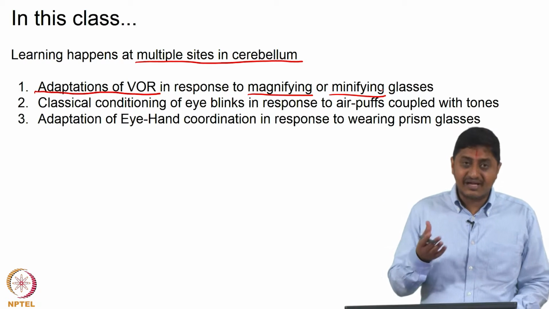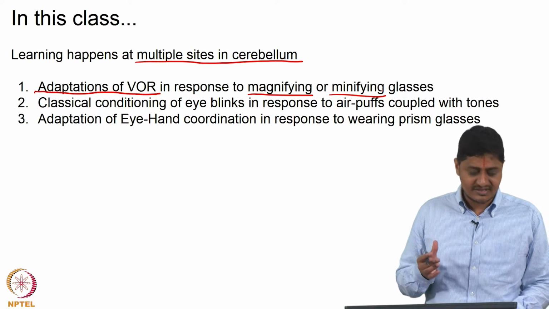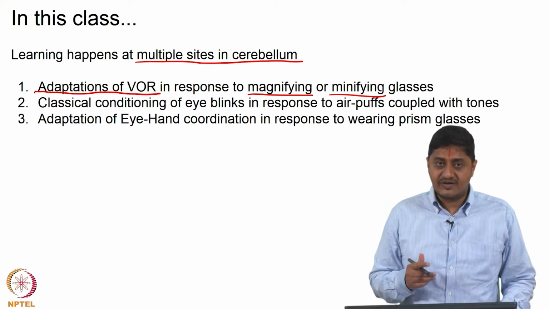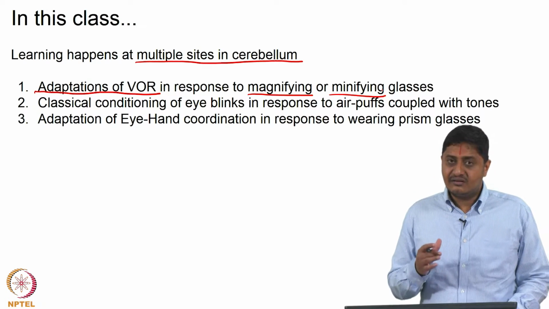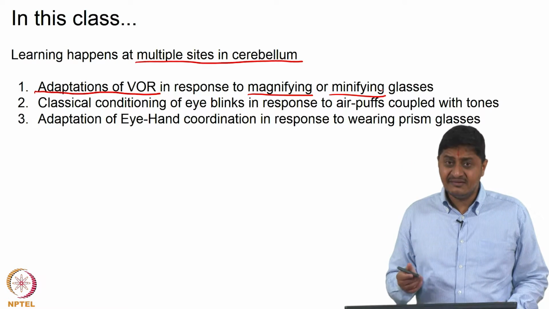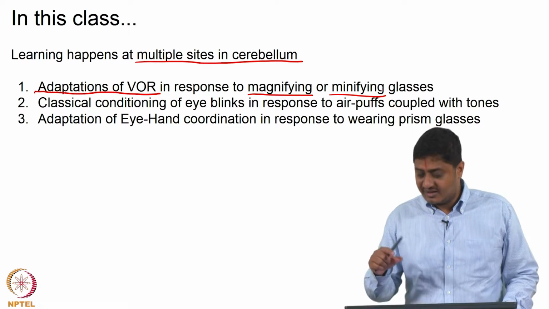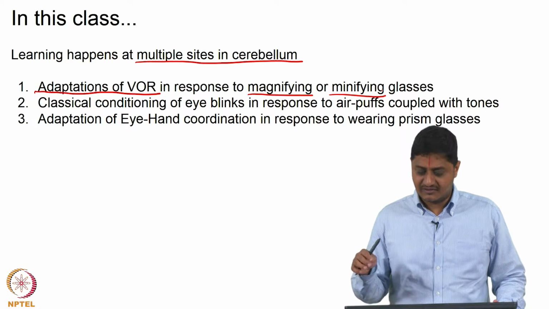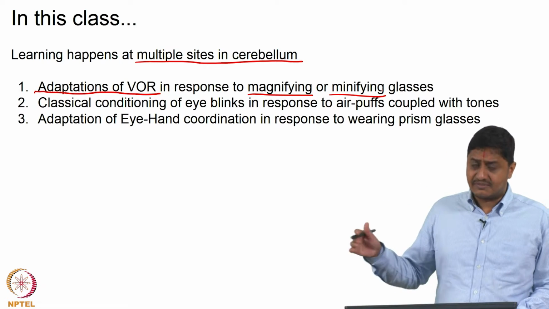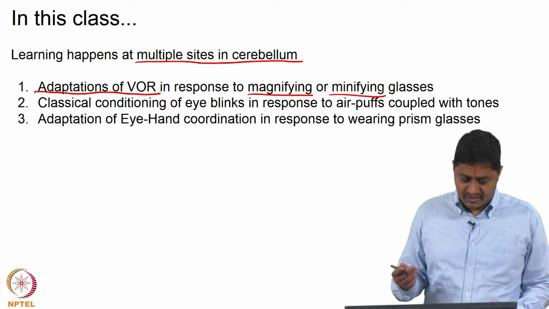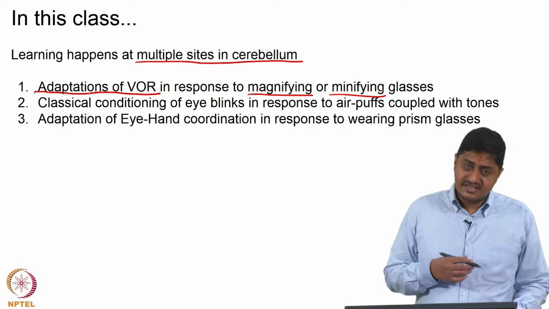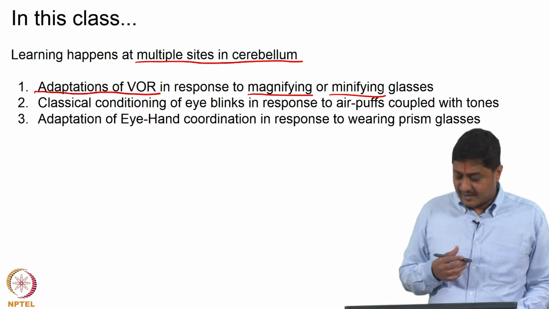So, for the magnifying glass, the vestibulo-ocular reflex increases, and for the minifying glass the vestibulo-ocular reflex reduces, and after a few hours of wearing this, there is adaptation, and this adaptation can be reversed. When I remove the glass, there is going to be a reversal of this learning, and that adaptation also takes time, that is also not instantaneous. So, this is known to be mediated by the cerebellum, in particular by the vestibulocerebellum, right.